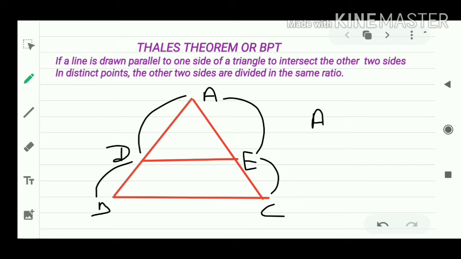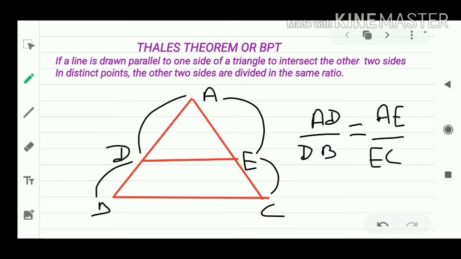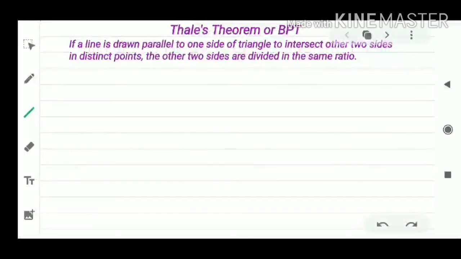AD by DB equal to AE by EC. So this is the theorem. We have to prove that. Now we are going to prove it. The proof of this theorem, we need to draw a triangle. Let us see.